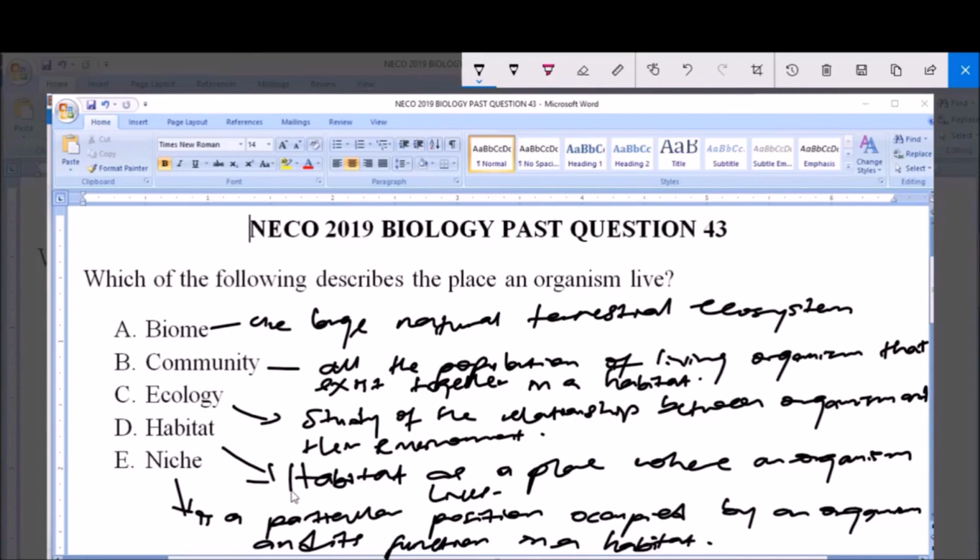So the question says, which of the following describes the place an organism lives? Now the place an organism lives simply refers to what? A habitat, like we have established, and that is option D. I say habitat is a place where an organism lives, or a place where an organism can be found. So the answer to this question is option D, habitat.